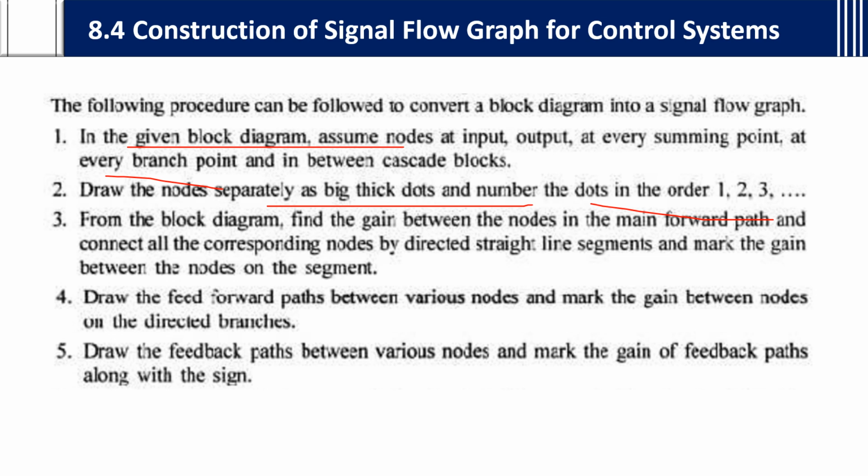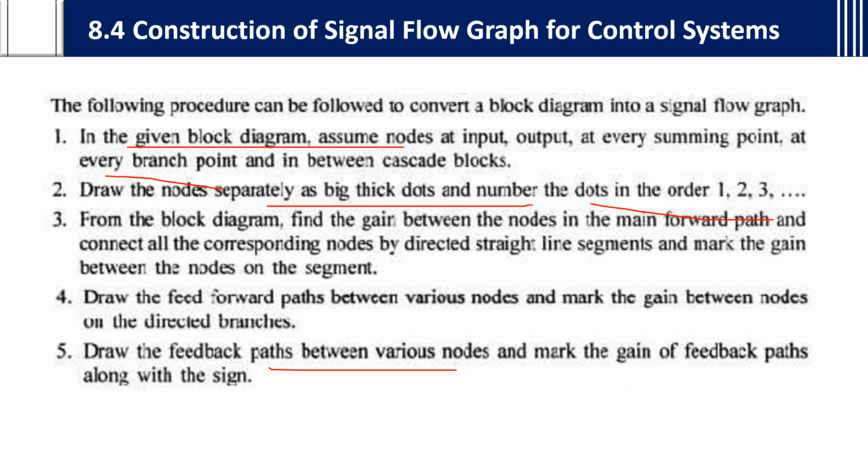From the block diagram, find the gain between the nodes in the main forward path and connect all the corresponding nodes by directed straight line segments, marking the gain between the nodes. Same as in the block diagram, how the direction goes. In the same way, in the signal flow graph, you need to mention the directions and write the respective gain upon the direction mentioned. Draw the feed forward paths between various nodes and mark the gain between nodes on the different branches also. Draw the feedback path.